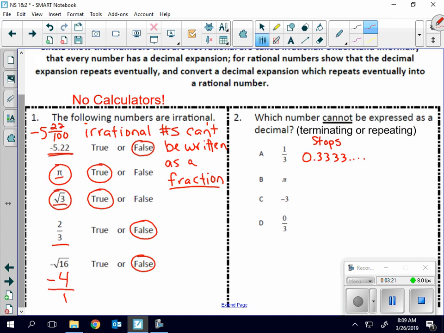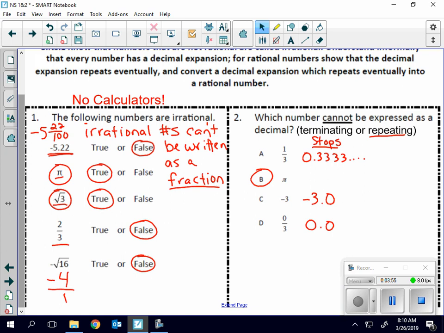And we have -3 for C here. -3 would just be -3.0, meaning it stops there, right? If there is no other decimal, so that one's fine. And 0 divided by 3, as long as 0's in the numerator, it's okay. 0 divided by anything is just 0, and you could do 0.0. That could be written as a decimal as well. The only one that can't be written as a decimal that either stops or repeats is answer choice B, because it never stops and never repeats.